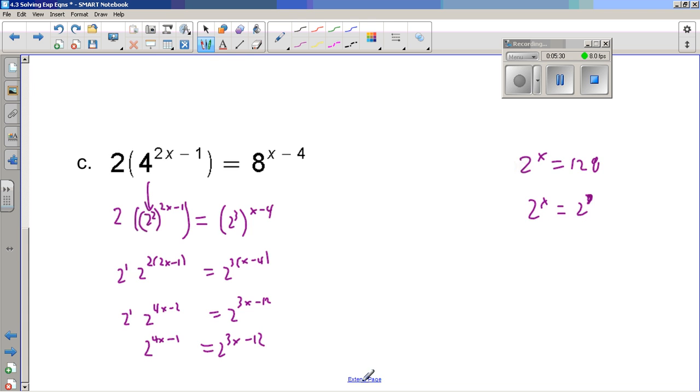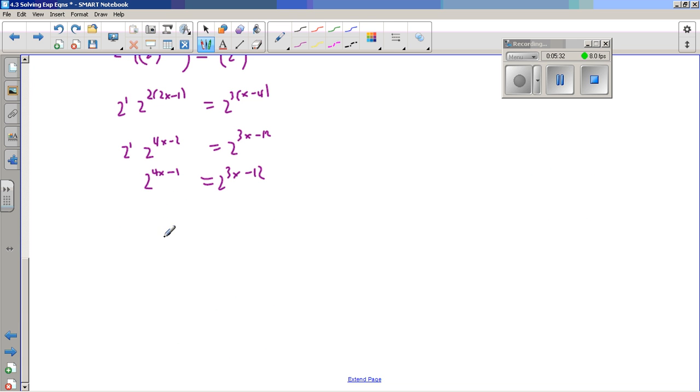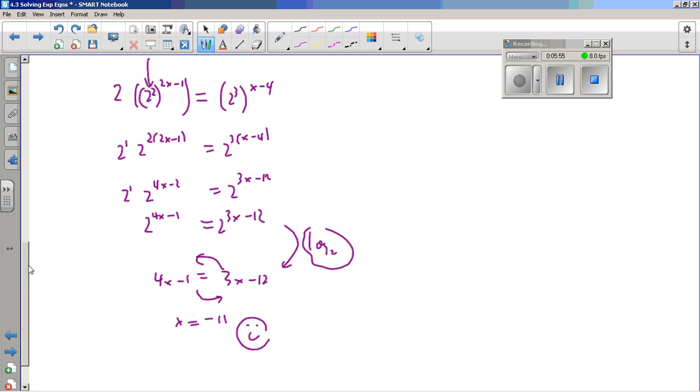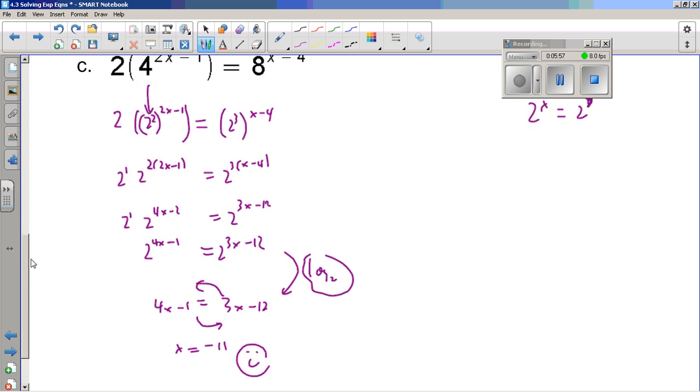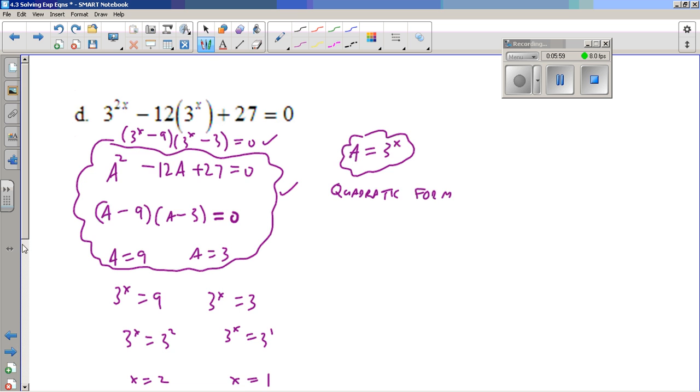And when I have two bases with the same power, the exponents are the same. Notice we could think of applying log base 2 to both sides, but we know that when the bases are the same, the exponents are the same. And now it becomes a grade 9 question, right? Subtract 3x from both sides, add 1 to both sides, x equals minus 11. And dandy, easy peasy. That one's not bad at all. No logs necessary.